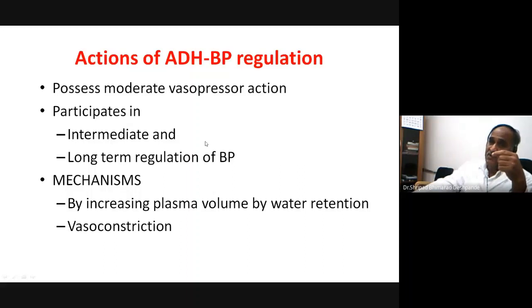So these two components. Now, how does it increase the blood pressure? By increasing the plasma volume. That means it increases the stroke volume, or increases the cardiac filling and gives greater output. And also by the vasoconstriction produced by the vasopressin. So it produces both these factors, increased plasma volume and vasoconstriction. That is how the ADH works.